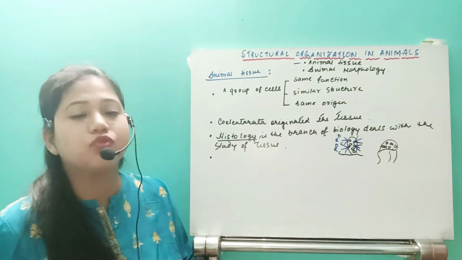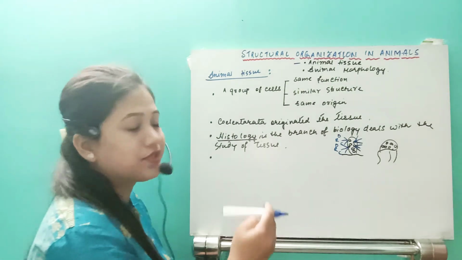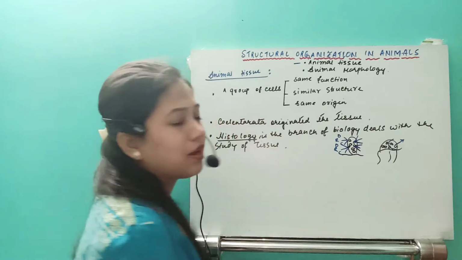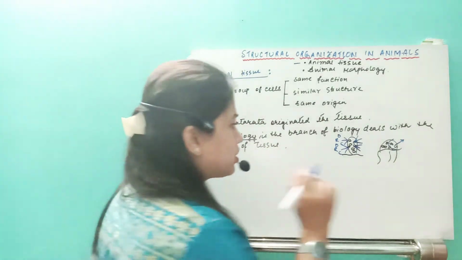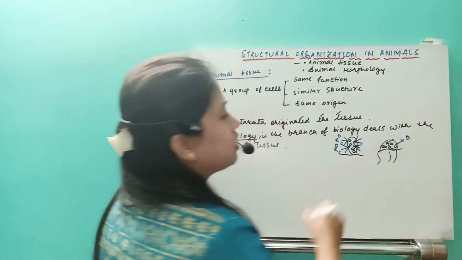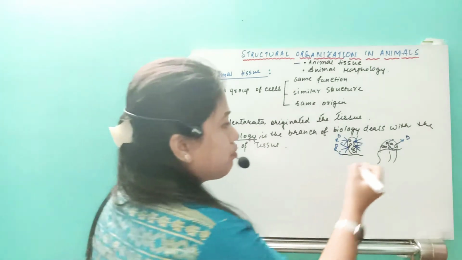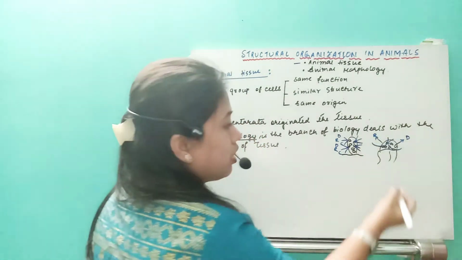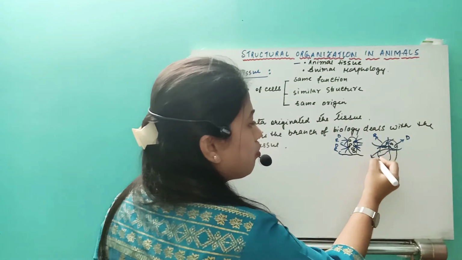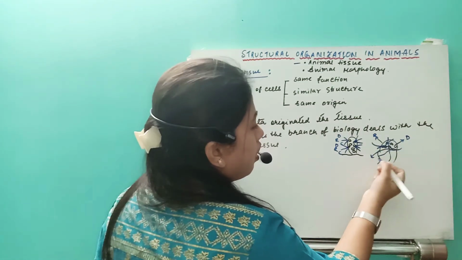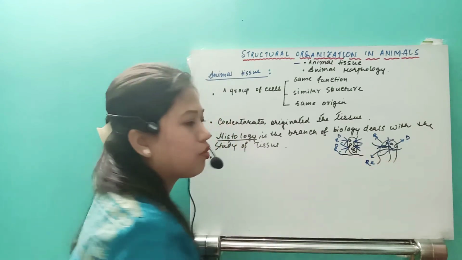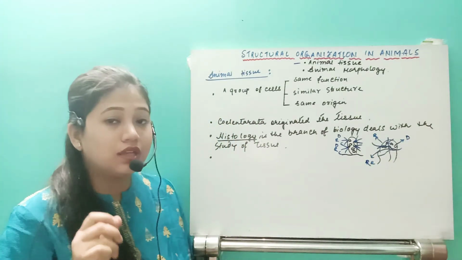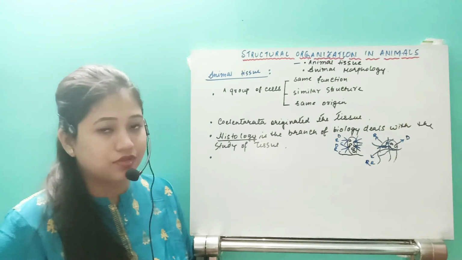In tissue, what happened? Some group of cells will perform only one function. Suppose, just take the example, this group is helping only in digestion. Suppose this group of cells is performing only respiration. This group of cells will perform only, suppose, reproduction. Then what happened? For division of labor, this concept of tissue comes, right?